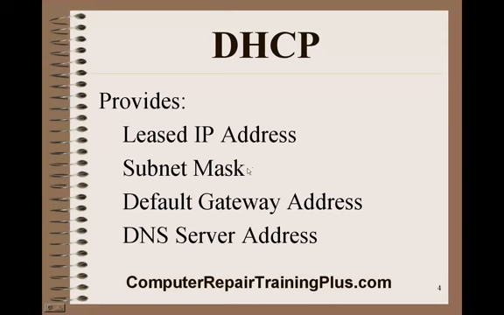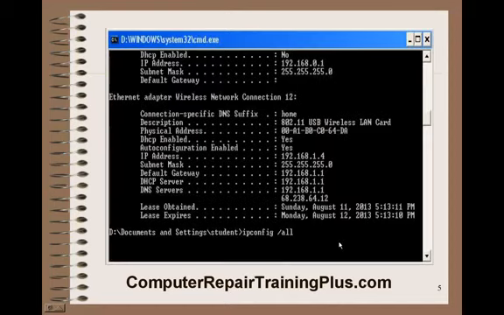A subnet mask is also provided so that the computer knows what network it's on. There's a default gateway address so the computer knows where the gateway is to connect to the internet. Also, there are DNS server addresses. And remember, we talked about DNS. DNS is your domain name system, and this is where domain names are translated into IP addresses so the computer can connect by the IP address.